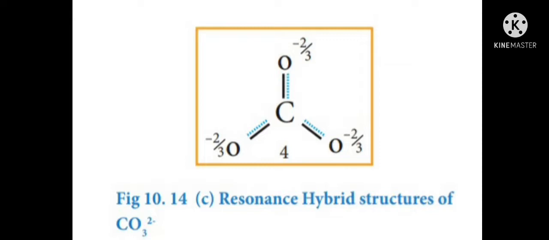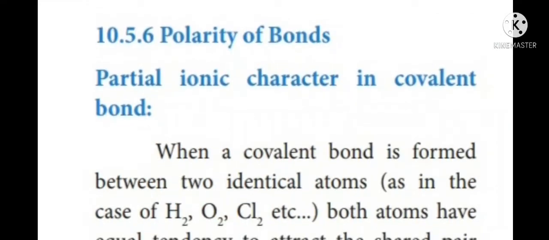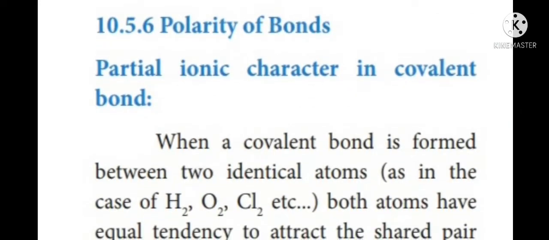Here, the energy of structure 4 is lower than structure 1, structure 2 and structure 3. Hence, the difference in energy between structure 1 or structure 2 or structure 3 and structure 4 is called resonance energy. Here, structures 1, 2, 3 are the more stable canonical structures, where structure 4 is the resonance hybrid. Hence, we completed the topic resonance. Next topic, polarity of bonds.